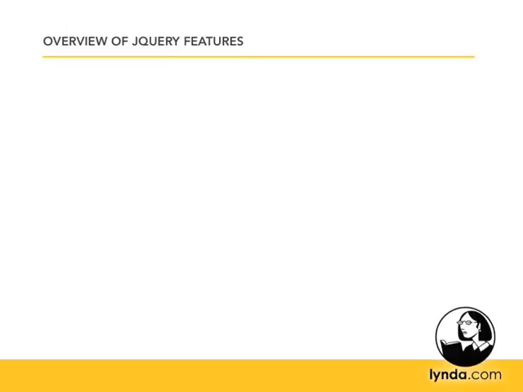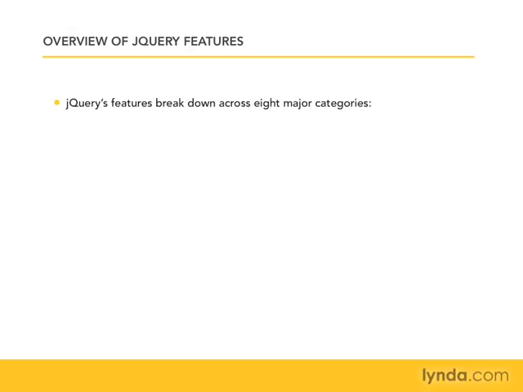Okay, so now we're ready to start diving deeper into jQuery and learning about all the great features of the library. But before we do that, let's take a quick look at the features of jQuery so we can get a sense of what's going to be coming up in the course. jQuery's features break down pretty much across 8 major categories.